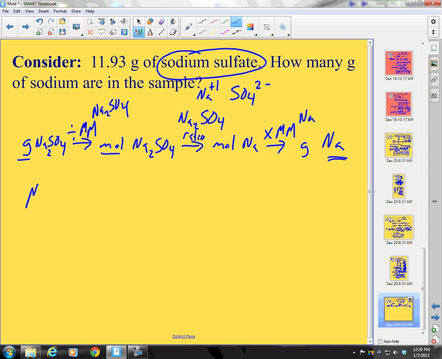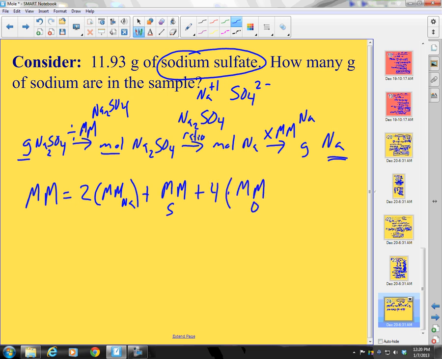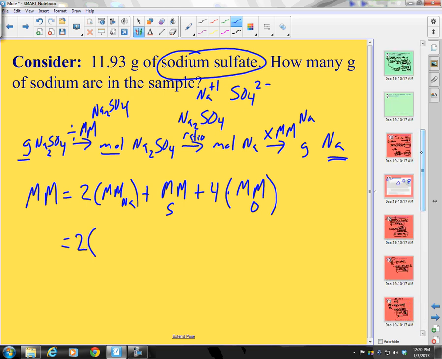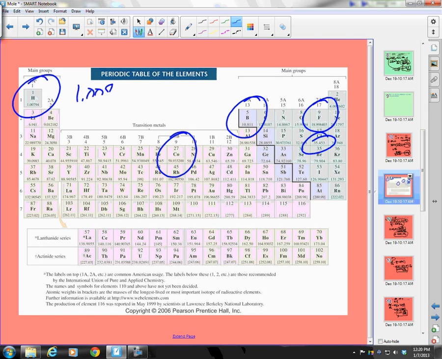Well, let's first get our molar mass of sodium sulfate. That's going to be equal to what? 2 times my molar mass of sodium plus 1 times my molar mass of sulfur plus 4 times the molar mass of oxygen. Whew. So 2 times the sodium. Let's go to our periodic table, where sodium looks to be 22.99.